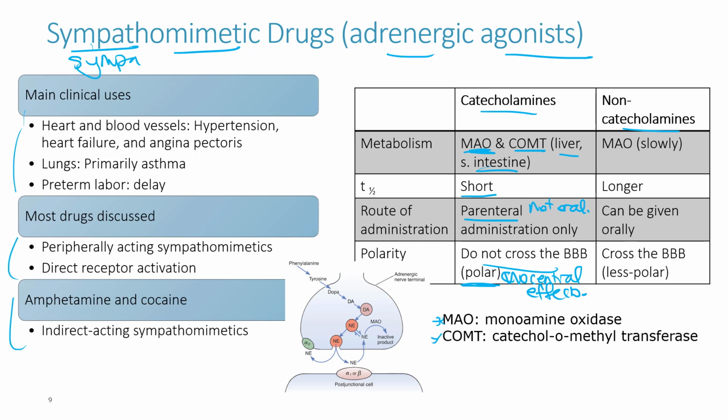All right, non-catecholamines are the opposite of catecholamines. They're metabolized by monoamine oxidase very slowly, so they've got a longer half-life. They're not metabolized as extensively by those MAO enzymes in the liver. So they can be given orally, right? Because again, you've got some bioavailability so that it can actually enter into the systemic circulation and have an effect. Because they're less polar, a proportion of non-catecholamines do cross the blood-brain barrier.